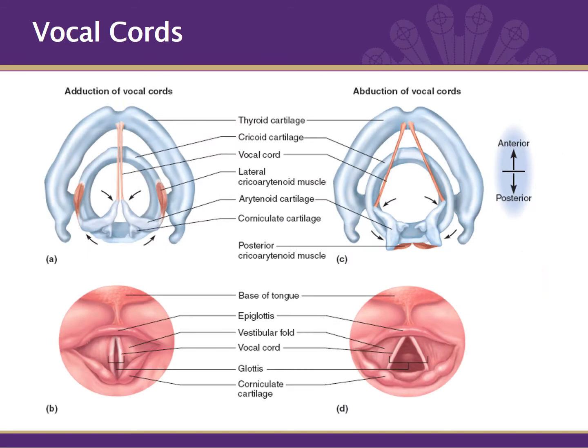Vocal cords. The vocal cords are inferior folds of the wall of the larynx. They produce sound when air flows over them. The cords contain vocal ligaments and are covered with stratified squamous epithelium. Sound production is when the vocal ligaments vibrate from air passing over them.